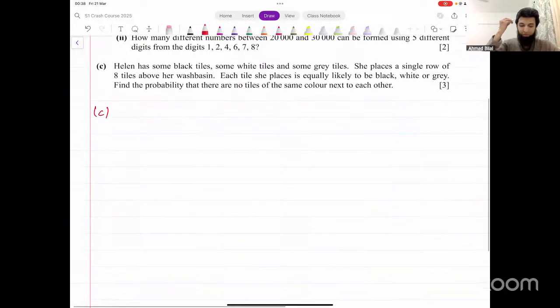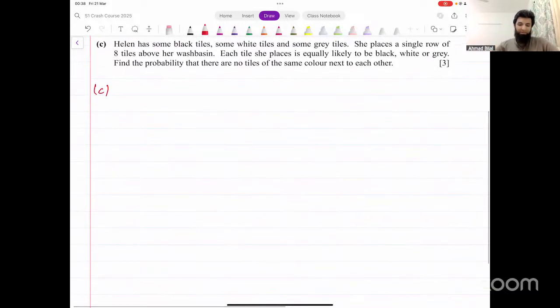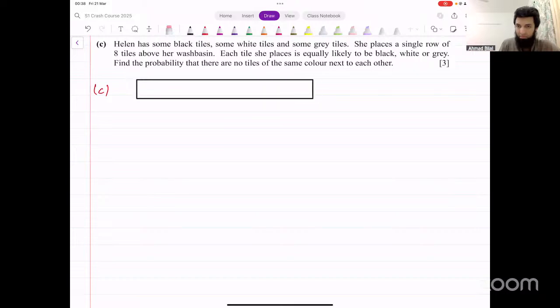You can do the first two parts. Now, this person, Helen, has some black tiles, some white tiles, and some gray tiles. She places a single row of 8 tiles above her wash basin. Each tile she places is equally likely to be black, white, or gray. Find the probability that there are no tiles of the same color next to each other. Okay, so she has 8 tiles in a single row.